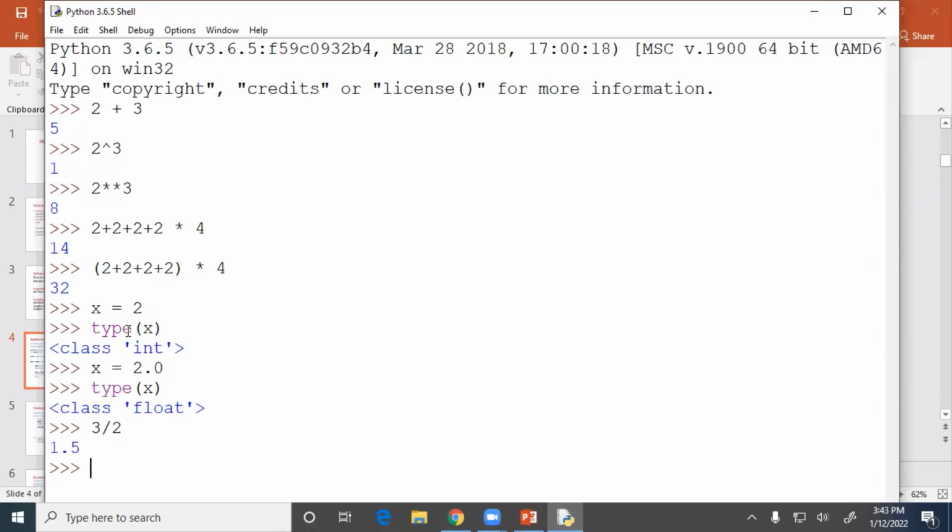So if I add integer by integer, the answer is going to be what? Integer. If I multiply integer by integer, the answer is integer. If I divide integer by integer, the answer is going to be float, the big one. Why is it going to be float?